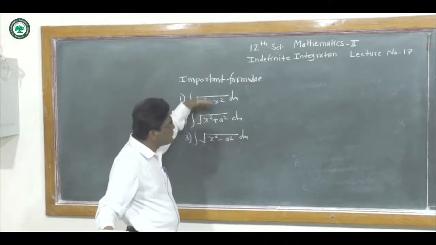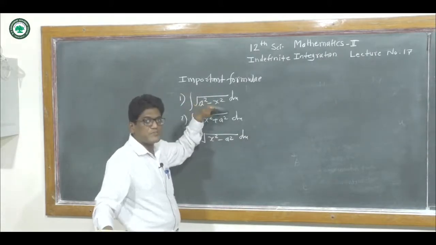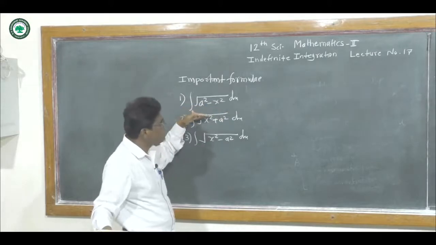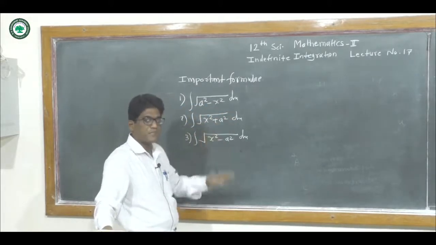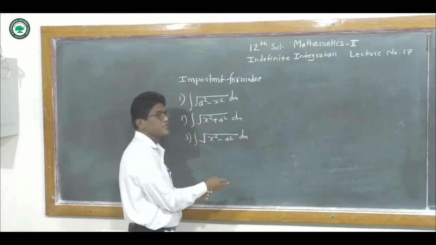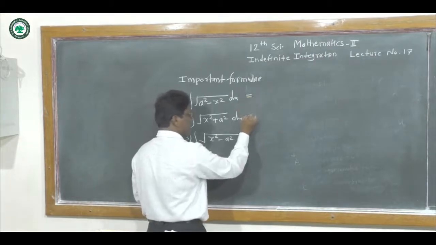See these formulas. It is not 1 upon. Get it? We have seen 1 upon under root of a square minus x square, or 1 upon under root of x square plus a square, or 1 upon under root of x square minus a square dx. We have seen these formulas for integration. So how to remember these three formulas? See here.